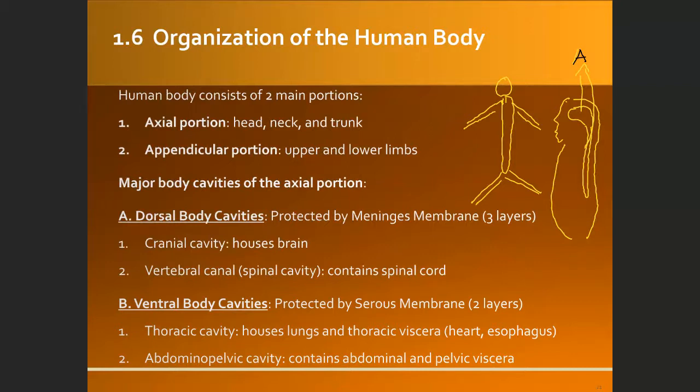The second body cavity will be located in the ventral area, the front, which is actually going to be here. I'm going to use the yellow. Okay, here on the chest, it's called the thoracic cavity, and in the belly, it is called the abdominopelvic cavity. So both of these are considered the ventral body cavities. It consists of the thoracic cavity and abdominopelvic cavity. So thoracic, abdominal, pelvic cavity.